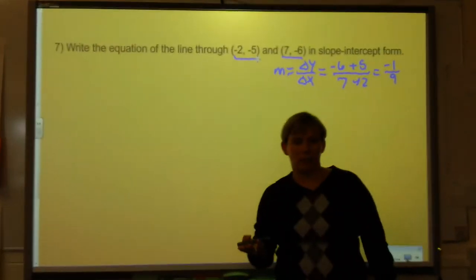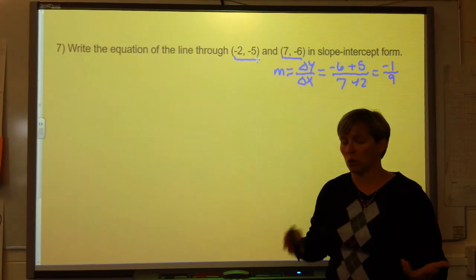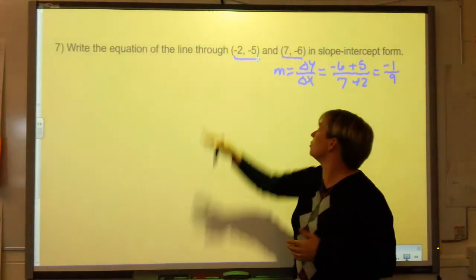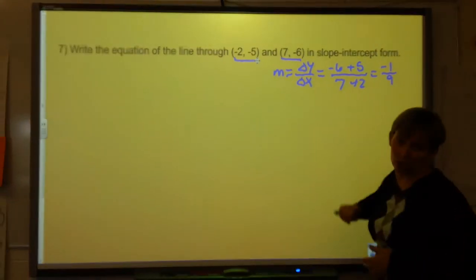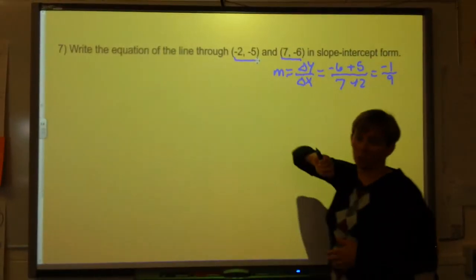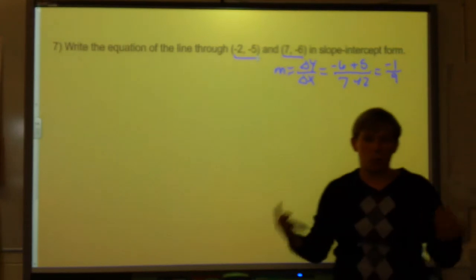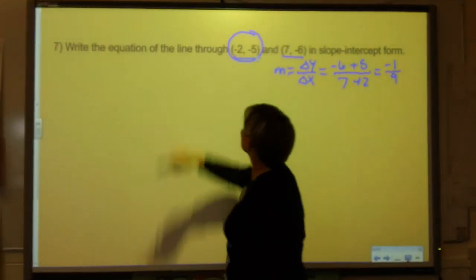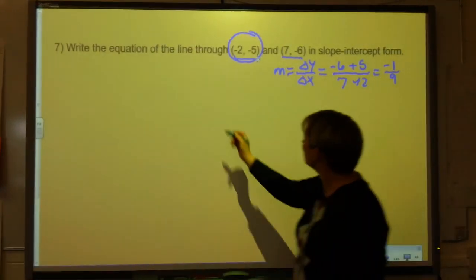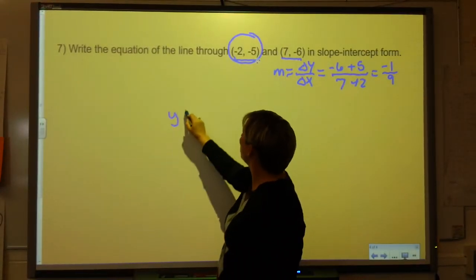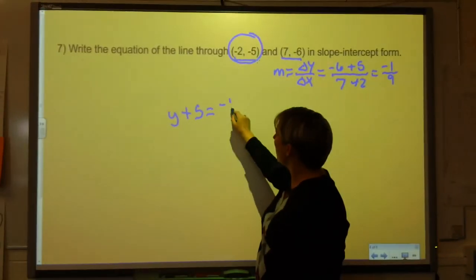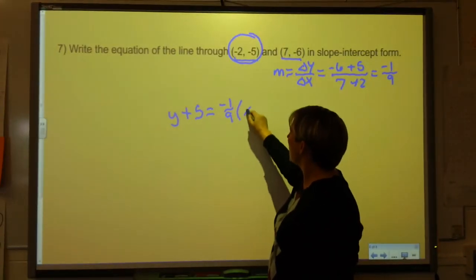So here's where I get to make a choice. I can choose which point I want to use. Doesn't really matter. Somebody might choose this point to use with the slope. Somebody else might choose this point to use with the slope. We're going to get the same answer in the end. So I'm going to choose this one. I don't know why, I just like it better. So when I plug it into my point slope form, I'm going to get y plus 5 is equal to -1/9 times x plus 2.